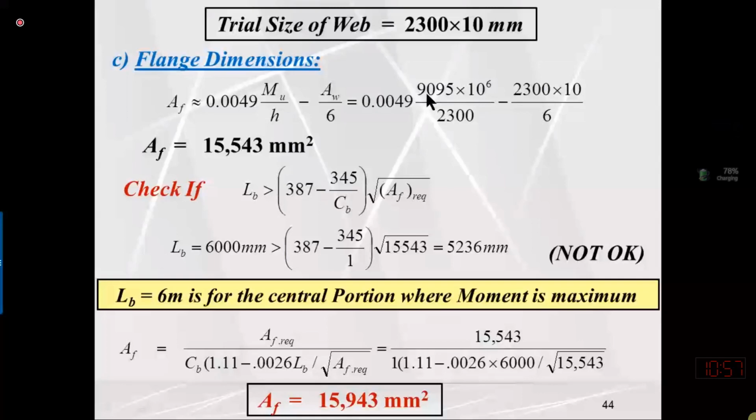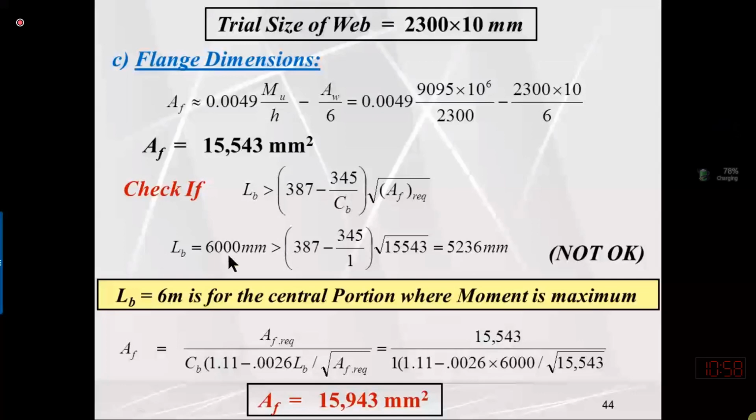So we need to check the condition. So we will compare this parameter with LB. So LB is 6 meter for our center span, which is critical. So 6 meter means 6000 millimeter. And at the start, we may assume CV value equal to 1. So this is the area of the flange that we have just computed over here. So we are going to compare this right hand side with left hand side. So this answer is coming 5236, which is less than 6. So it means that this condition is not satisfied.